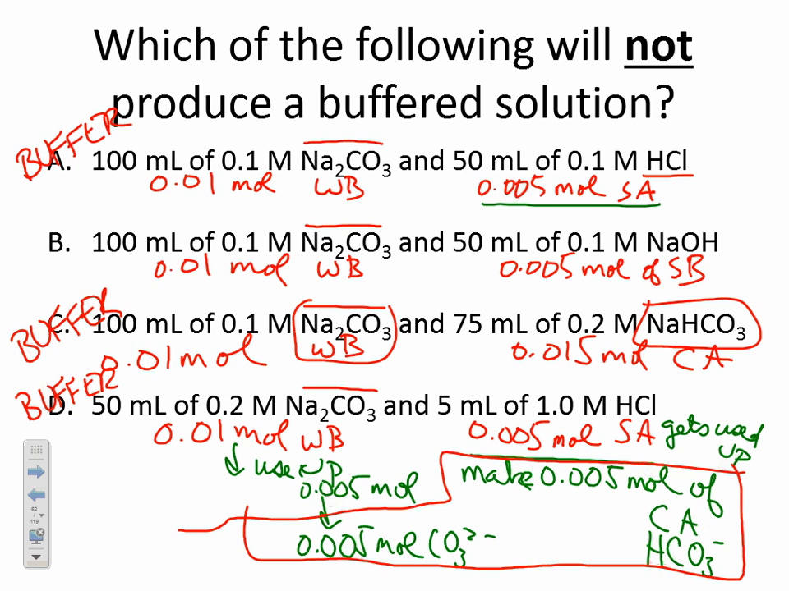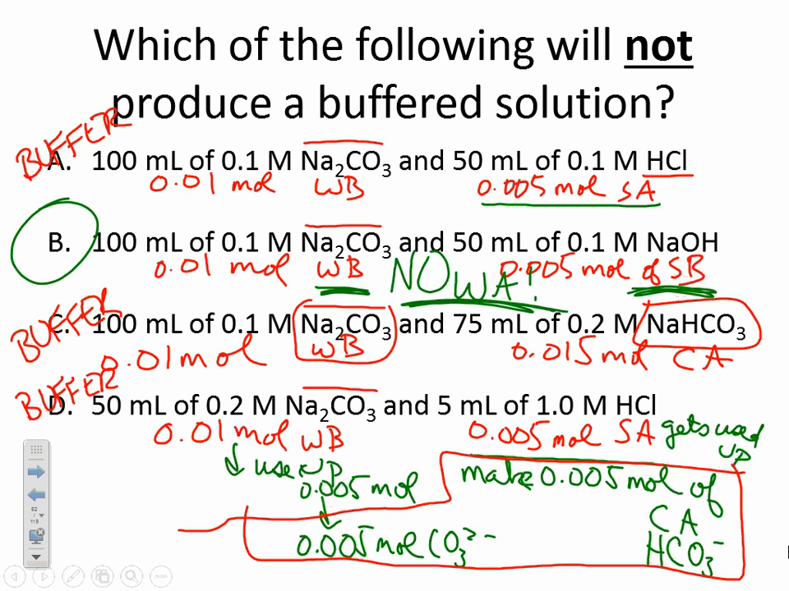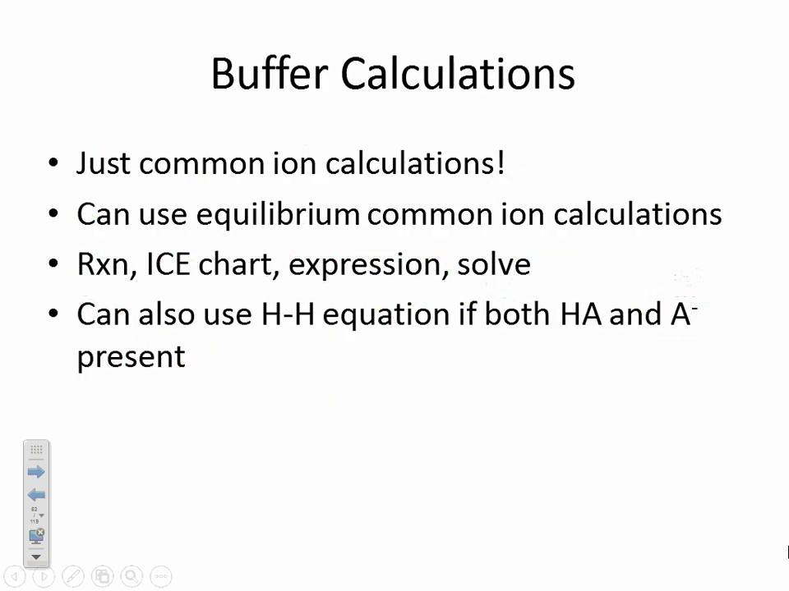But if you look at B, what's different about B is that you have a weak base plus a strong base. There is absolutely no way that you will get a weak acid out of that situation because you have a weak base and a strong base. There is no weak acid. So you're not going to be able to make a buffer any possible way you can think of from that. So B is the one that's not going to make a buffer.